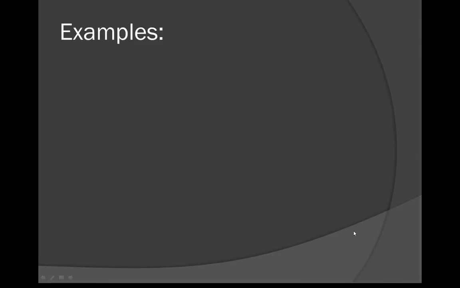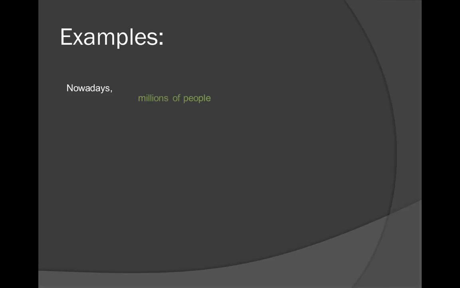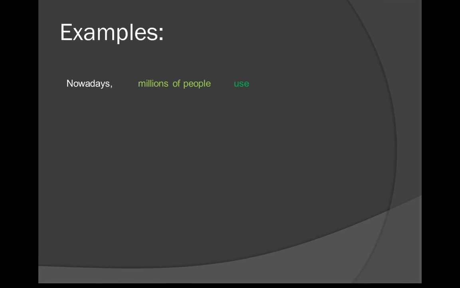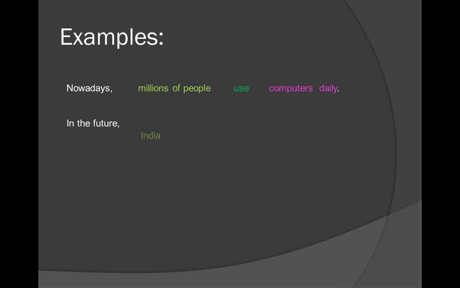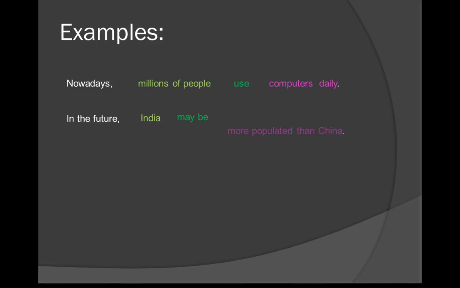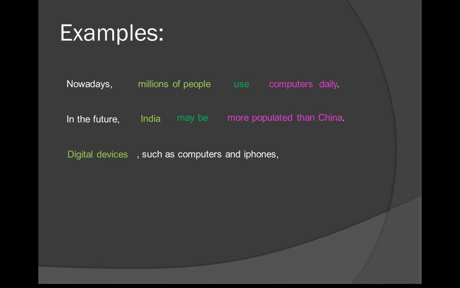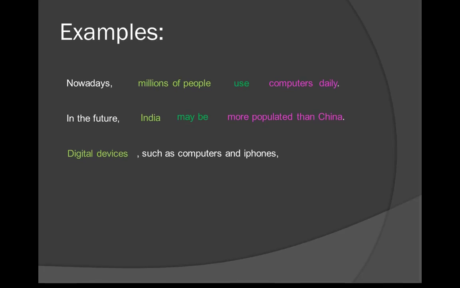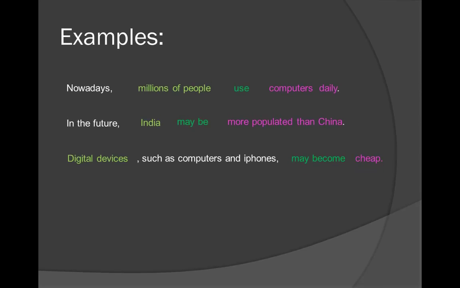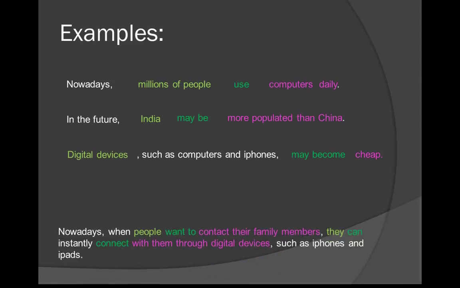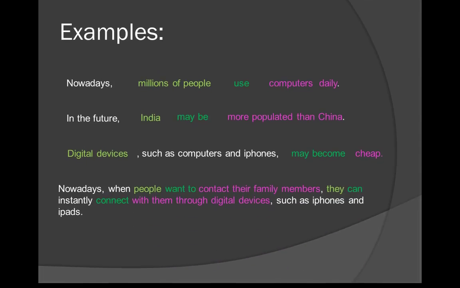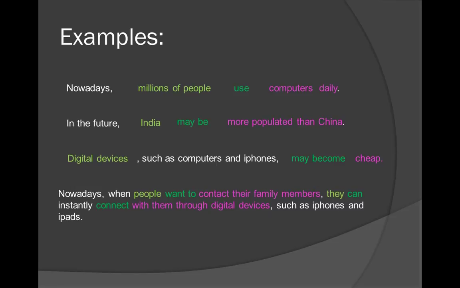Next, let's take a look at some examples. Nowadays, that's time, millions of people, my subject, use, verb, computers daily. Another one, time: in the future, India may be more populated than China. Another example: digital devices, my subject, such as computers and iPhones, that's my extra piece of information, may become cheap. Remember such as? Now, this is a very beautiful sentence. It contains a lot of the elements that we just talked about.